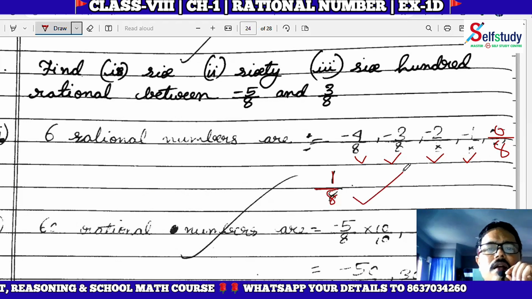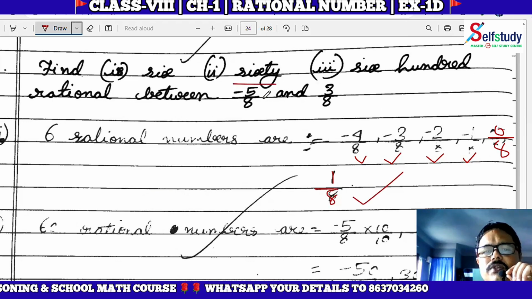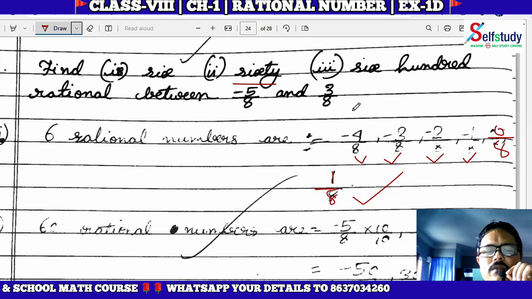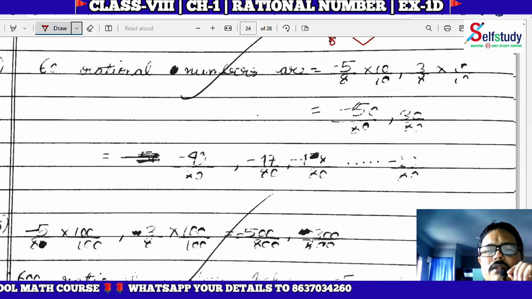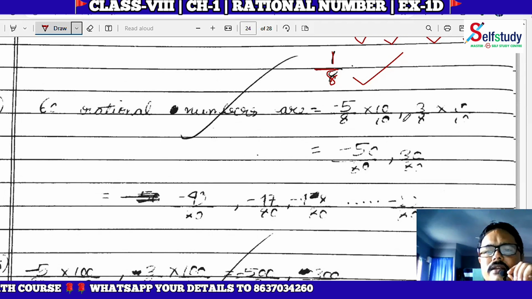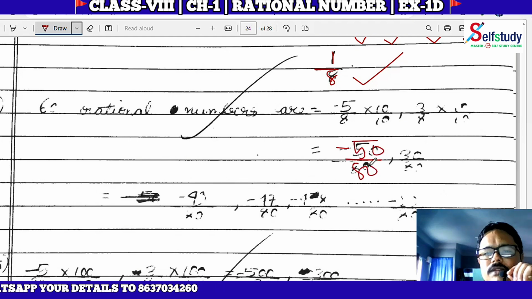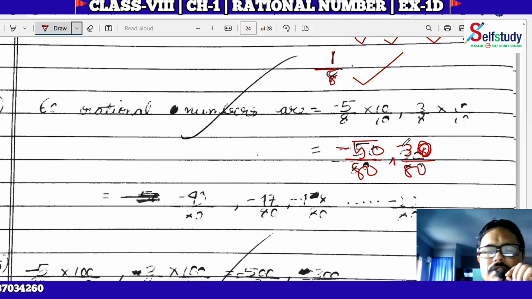So this is done. But when we have to write 60 rational numbers in between these two, then again we need to increase the gap, and for that you can multiply it by 10 by 10. So if you multiply minus 5 upon 8 by 10 by 10, this will come 50 upon 80, and this will come 30 upon 80, right? So this is 30, not 38. So now you can write any 60 numbers which come in between minus 50 and 30, and denominator will be 80 only. So you can start with minus 49 upon 80.